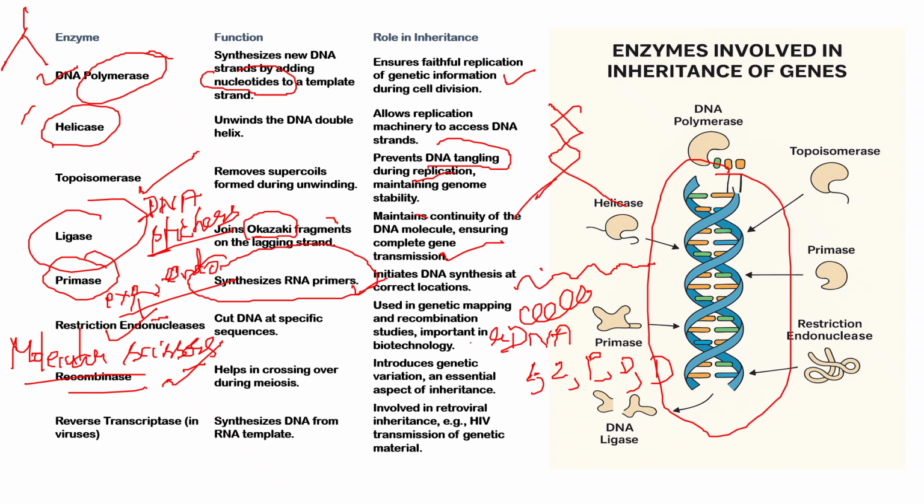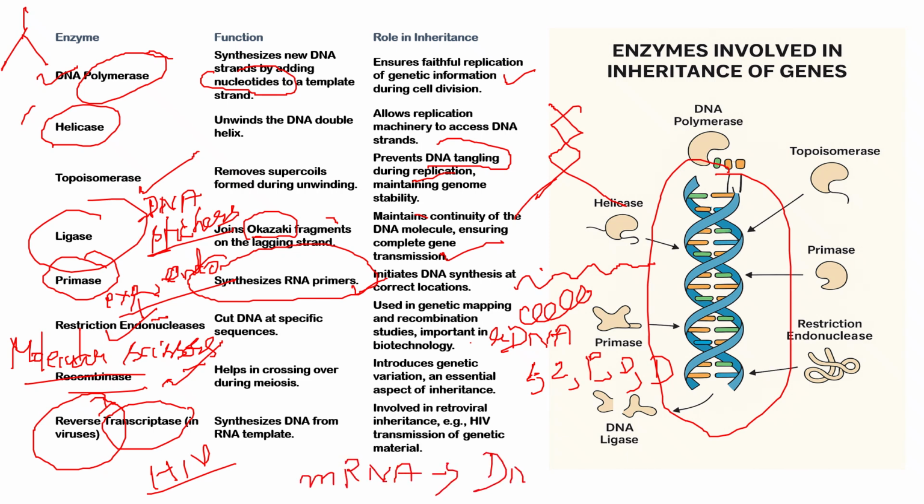The last one is reverse transcriptase. Make a note on that. This is found only in viruses, especially in the HIV virus. Why is it called reverse? Usually, what is the definition of transcription? Synthesis of mRNA from DNA. But in reverse transcription, DNA is synthesized from RNA. This type of reverse transcription is found in HIV. Clear? So these are the enzymes involved in the replication of DNA. Hope all these concepts are clear.